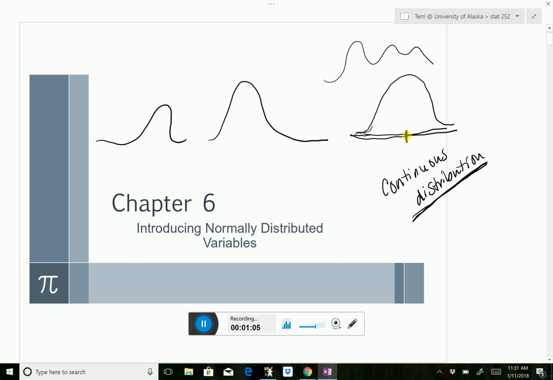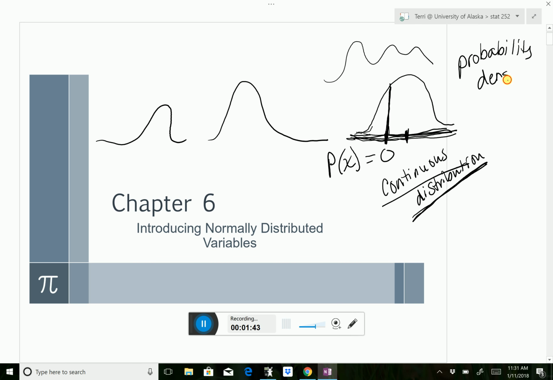So down here on the axis, we have our x values. Now you'll notice something. Since there's infinitely many values here, what's the probability that we have any one value? So the probability of any value x is actually 0 in continuous distributions, which kind of sounds funny. So instead of looking at probability distributions, we actually look at the probability density functions.